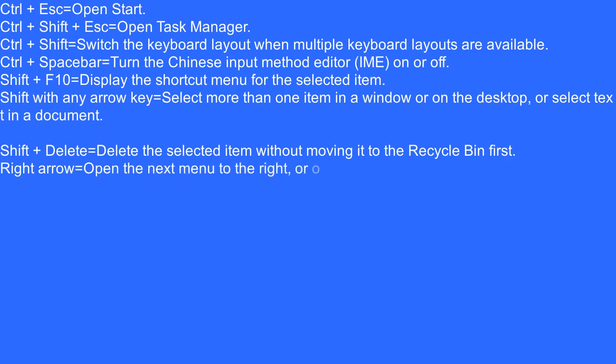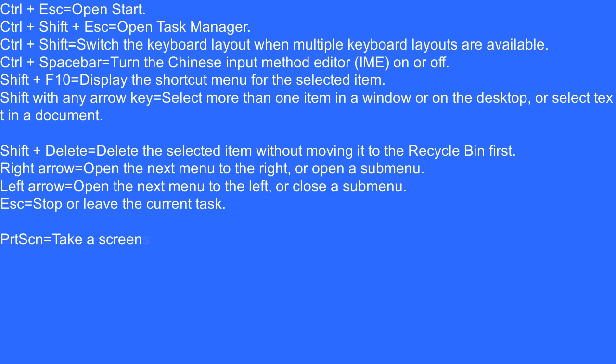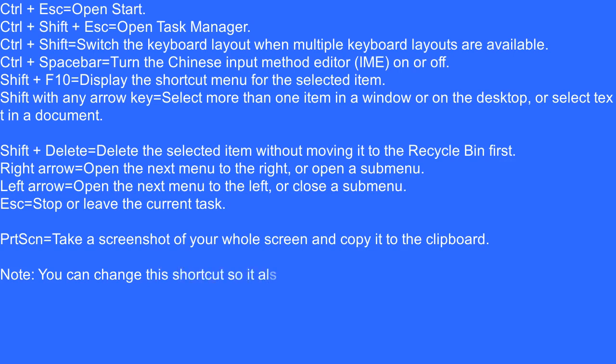Right arrow equals open the next menu to the right or open a submenu. Left arrow equals open the next menu to the left or close a submenu. ESC equals stop or leave the current task. PRTSCN equals take a screenshot of your whole screen and copy it to the clipboard.